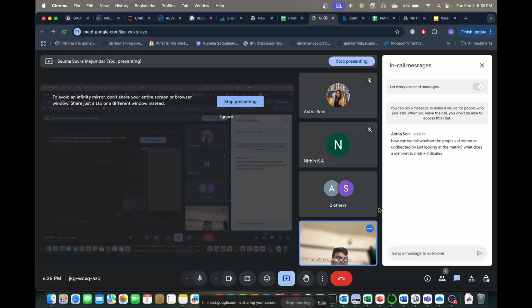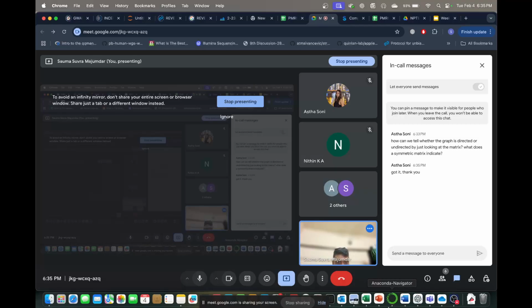But for directed and undirected graphs, you can simply look at the sign of the elements inside the matrix. If it is all positive, most likely it's an undirected graph, unless you have just taken a subset of the graph and only taken the adjacency matrix of the undirected portion of the graph. But if you have directionality involved, there will be positive and negative entries inside the matrix.